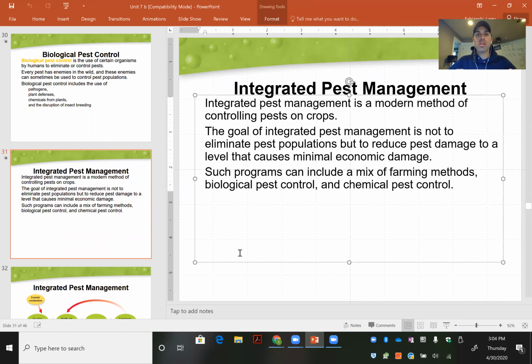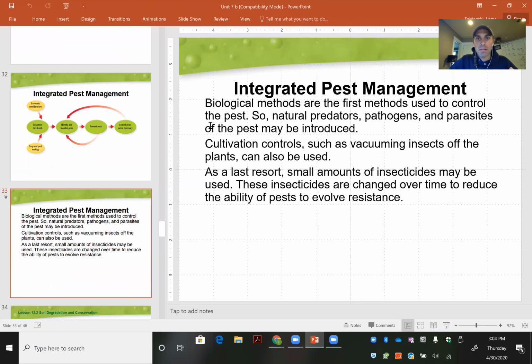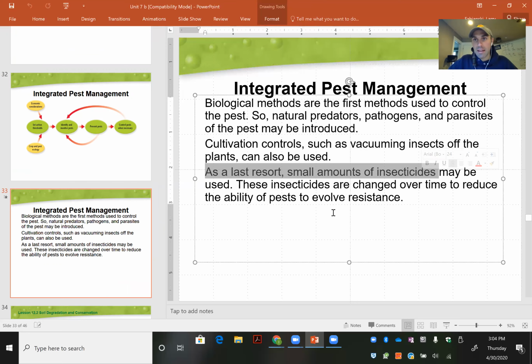Okay, you're not just using pesticides. You're maybe using crop rotation. You're maybe going in and picking out the pests. You're maybe introducing another organism that feeds on the pests. Okay, you're not just resorting to spraying pesticides all over. You're doing that as a last means. All right, as a last resort, you're using insecticides as a last resort. It's the last thing you want to do.